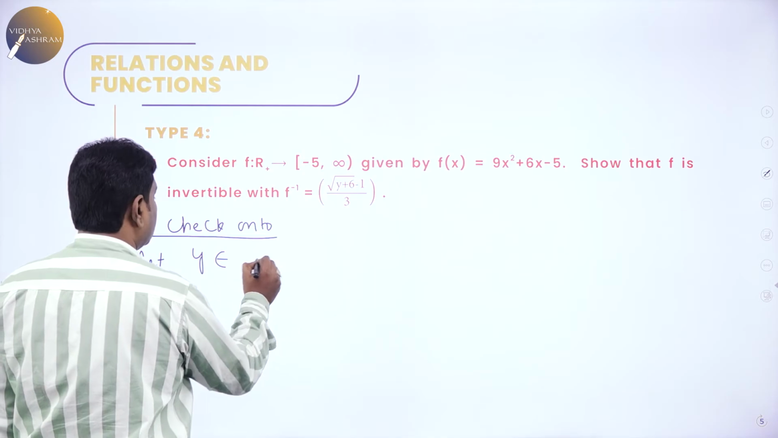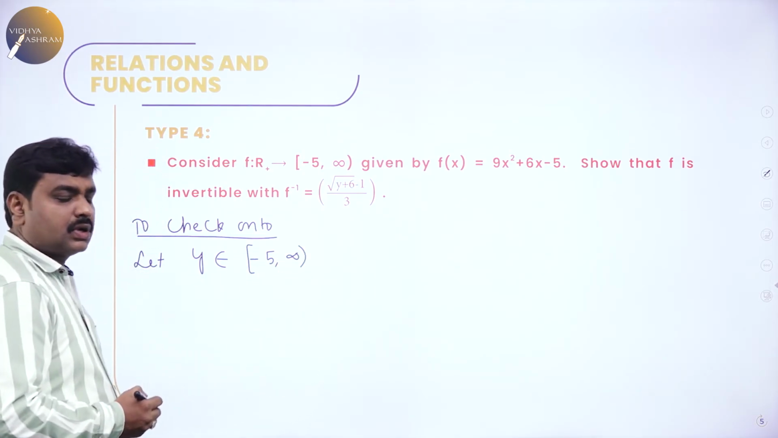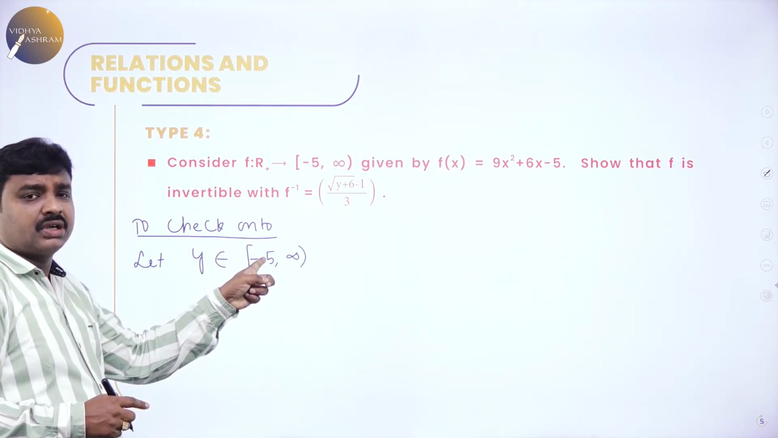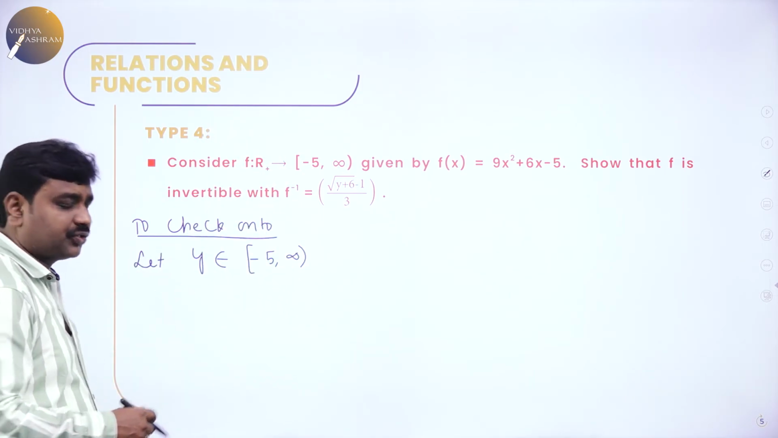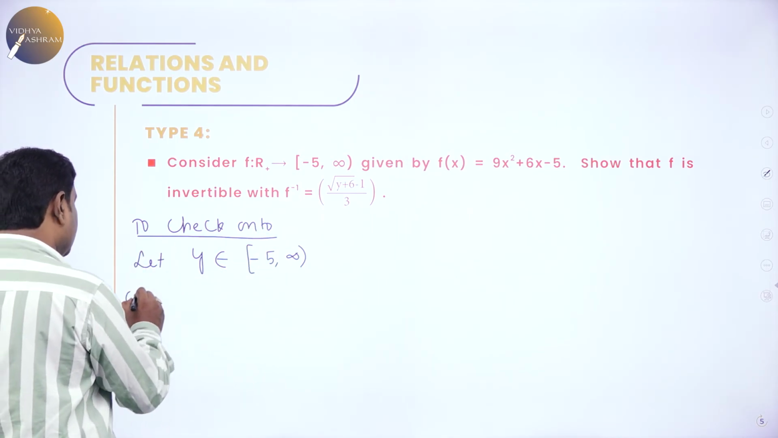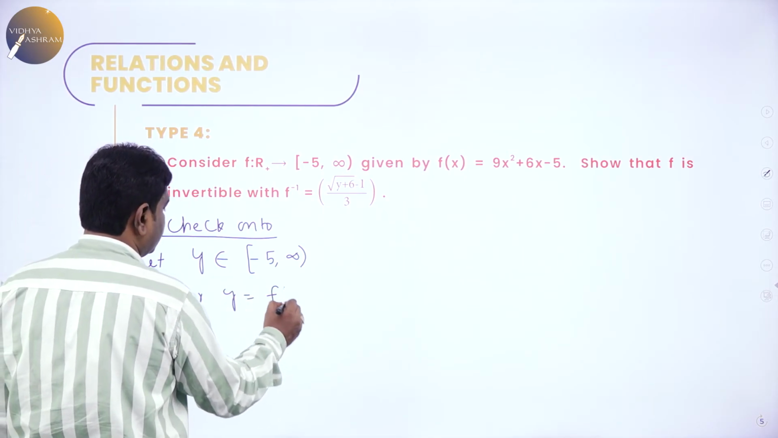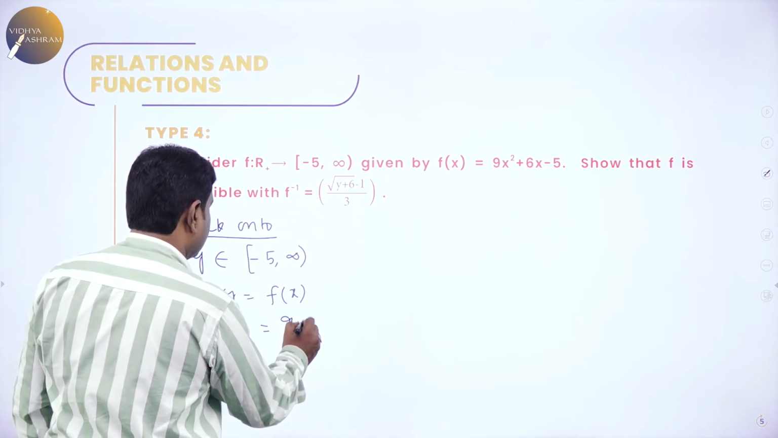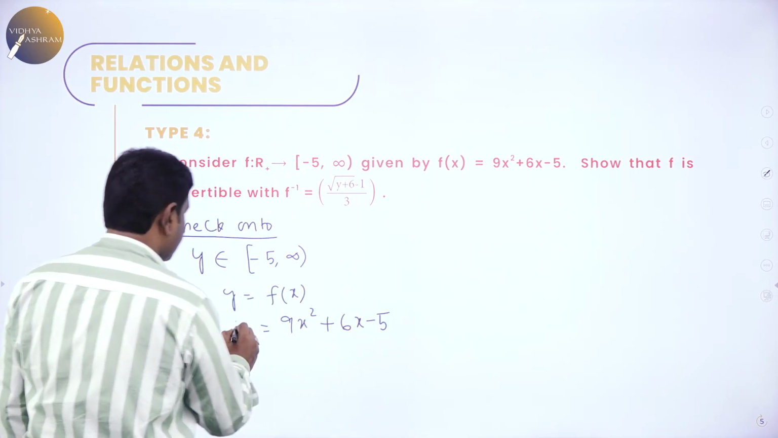What is the codomain? Minus 5 closed interval to infinity, and it means y starts from minus 5: minus 5, minus 4, minus 3, and also decimals, 0, 1, 2, 3, all those numbers, positive numbers, and from minus 5 all the numbers are included in y. And consider y as the image of x. And what is f of x given? 9x square plus 6x minus 5 is y.